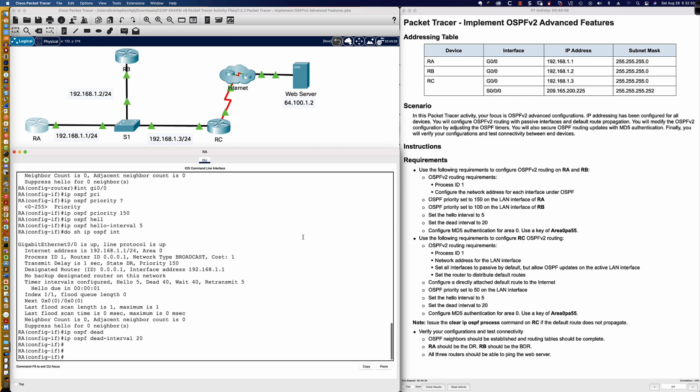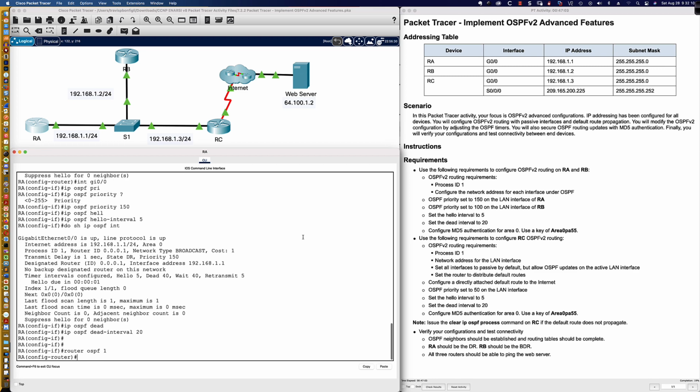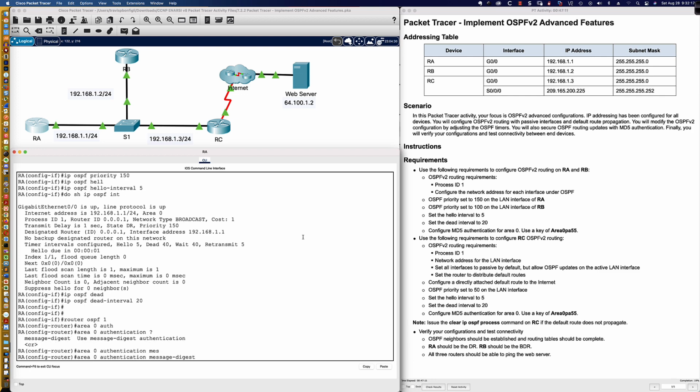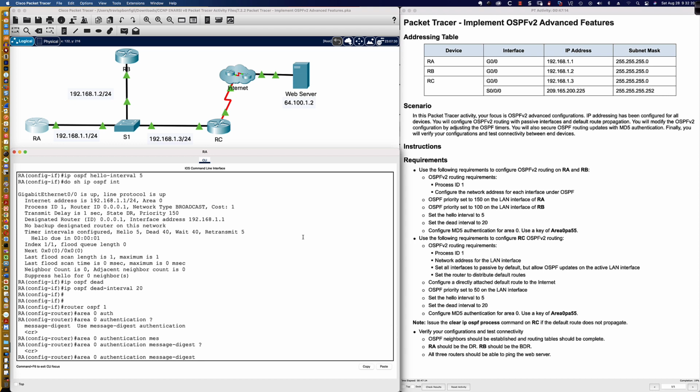So how do we do it? Well, first things first, we're on the interface, but I'm going to start here. We're going to say router OSPF 1, and here's how you enable it for the area. We're going to say area 0 authentication message-digest, right? So that's MD5, and then that's it. Now, this would be enabling OSPF authentication using MD5 for any interface that's in area 0, making it capable of authentication for any interface that's configured for area 0.